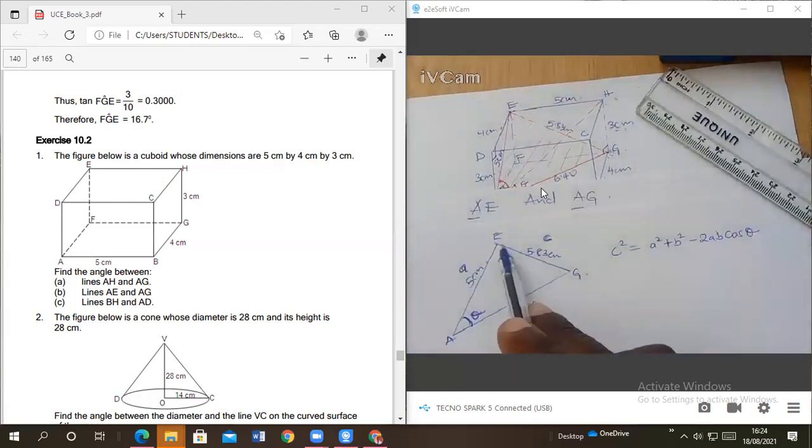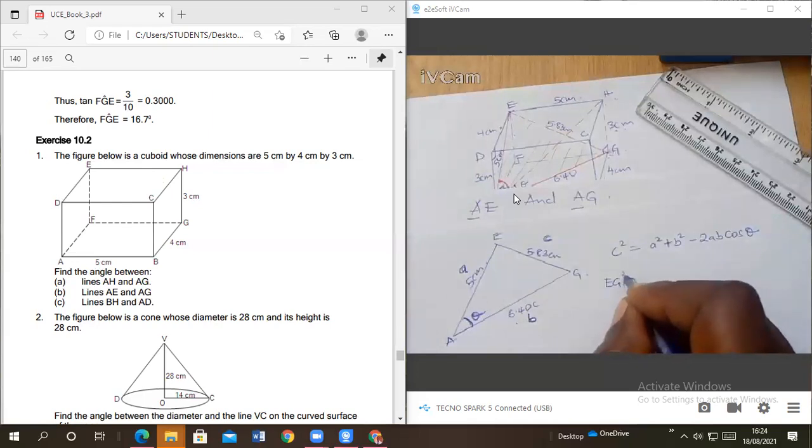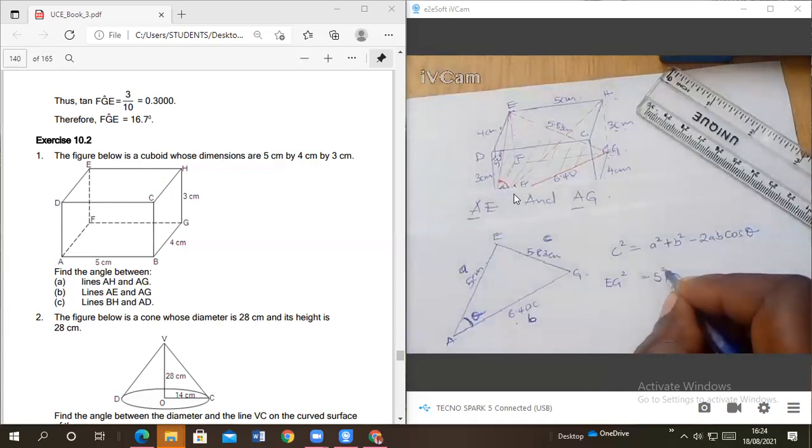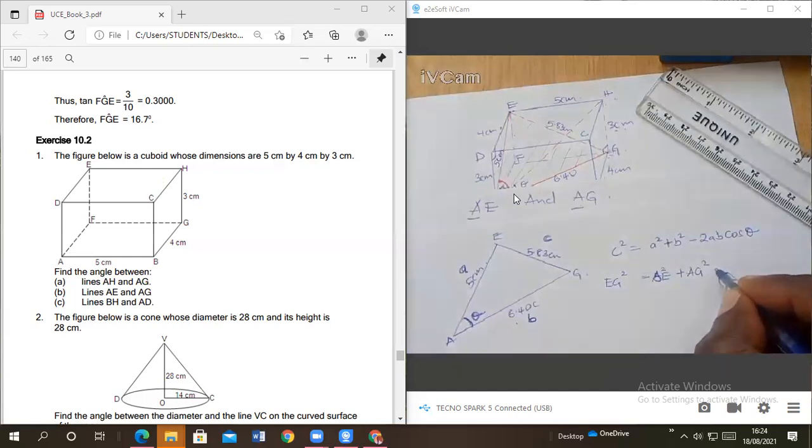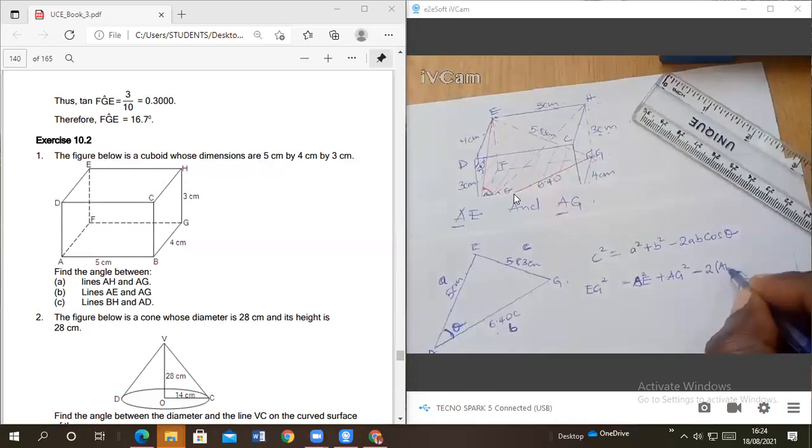If you want to get C, C will be equal to this distance squared plus this distance squared, then minus 2AB cos of this angle. Are we together? Here our C is ED and our A is AE, so AE squared, plus our B, which is AD squared, then minus 2 times AE, AD, then cos theta.